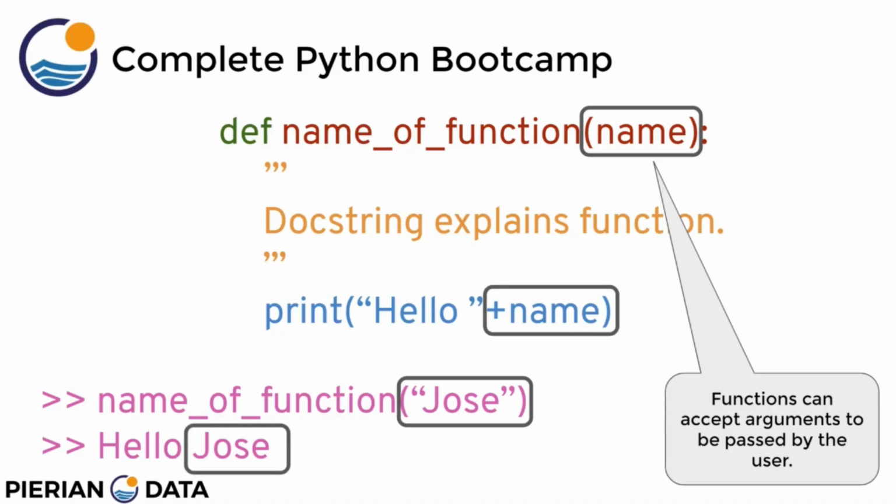So notice what happens here. Here I have my function, and it accepts this parameter, name, and what it's going to do is say print hello plus name. So that essentially means that name should be a string, and I'm going to concatenate it with hello. So that means when I call my function here, it says name of function, Jose, and then it'll say hello Jose, which means now I can pass in any string I want into name of function, and it should say hello and then that string.